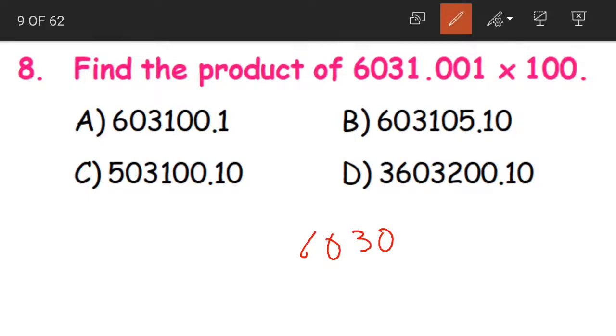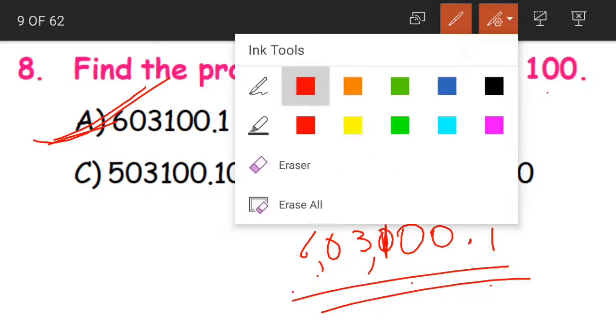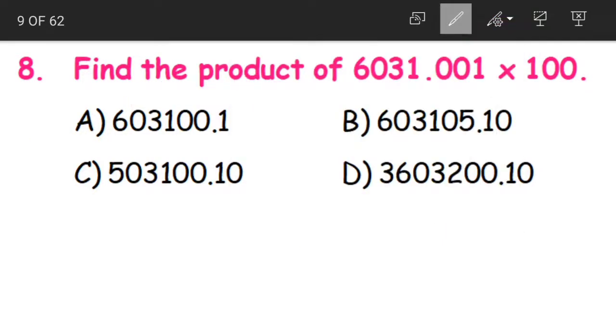6,03,100.1. What was the answer, children? 6,03,100.1 is our answer of the multiplication of the given two numbers. That is nothing but our option A. Understood, children? 6,03,100.1. Option A becomes our correct answer.